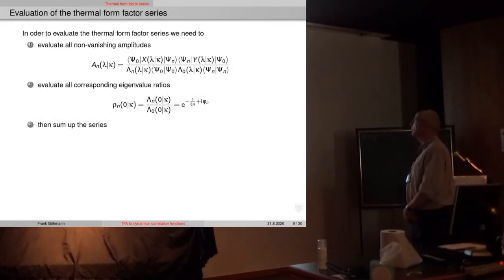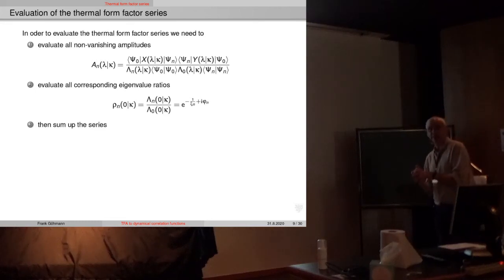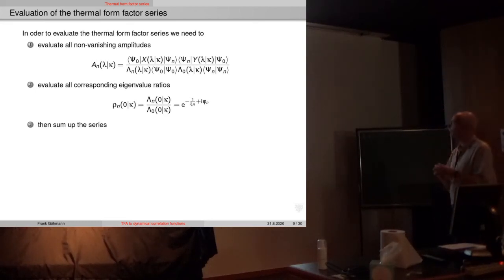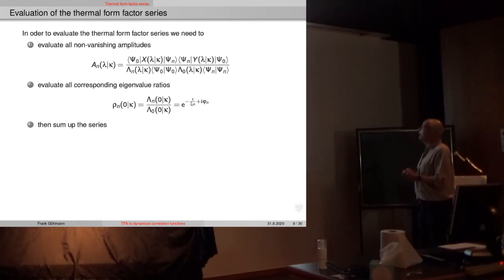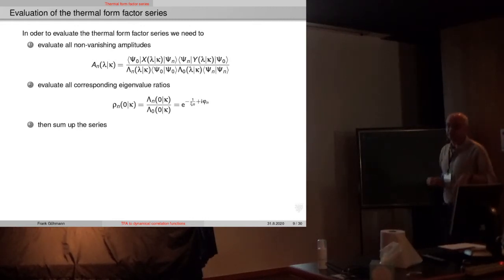And we're playing with this for a while. And it's nice, but it's hard to analyze still. I've been doing this for 3 years or so, with several examples. And what you have to do is evaluate the non-vanishing amplitudes. Many of them are 0 because of some selection rules, spin conservation, things like that, but there are infinitely many typically non-vanishing amplitudes. You have to evaluate them, then the eigenvalue ratios, then sum up the series, that's all. And do the limit to infinity.